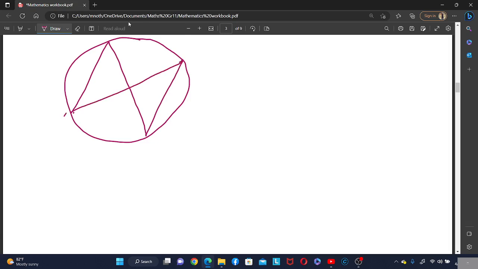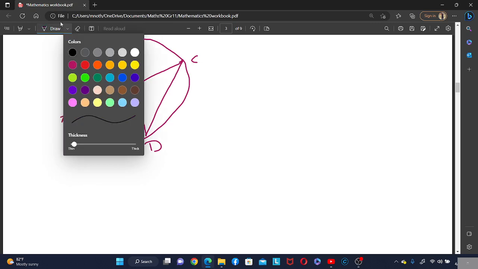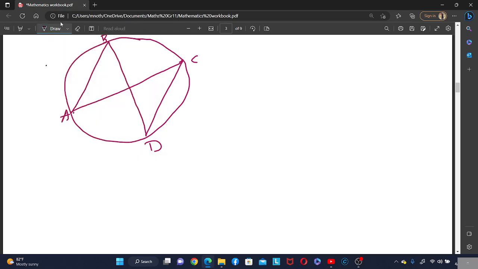So this is A, B, C, D. Okay. And then we have a center O. So let's say our center is here. It's a center O. So then we are required to prove that angle B is equal to angle C. We are required to prove that, right?